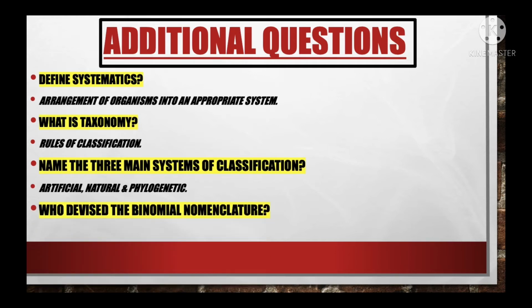Now, who devised the binomial nomenclature? So, the name of the scientist is Carolus Linnaeus. He explained this system in the 10th edition of his famous book Systema Naturae, which was published in 1758. So, the name of the book written by Carolus Linnaeus is Systema Naturae. The meaning of this is that it is made up of two words, names, and it is at present used in all the countries.